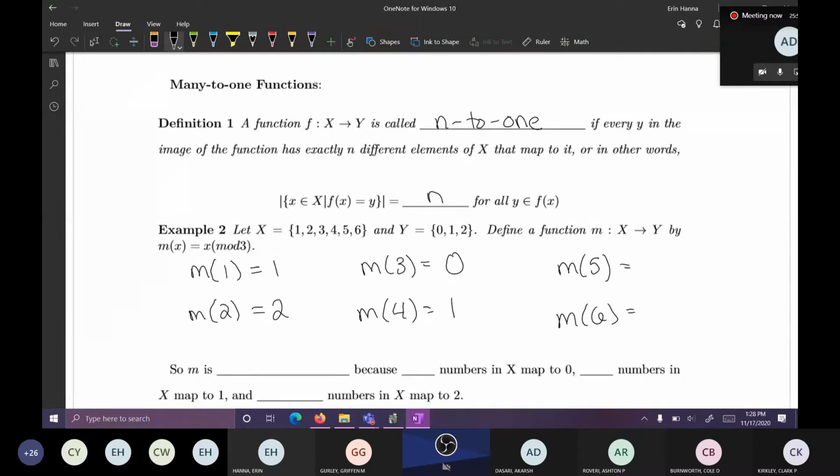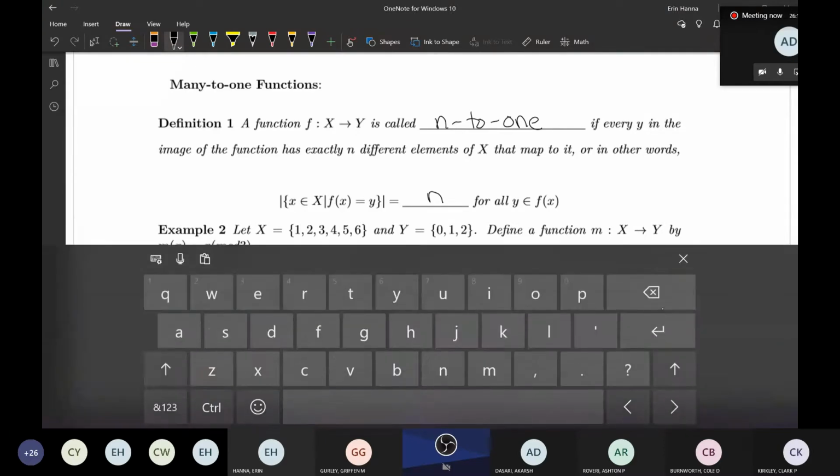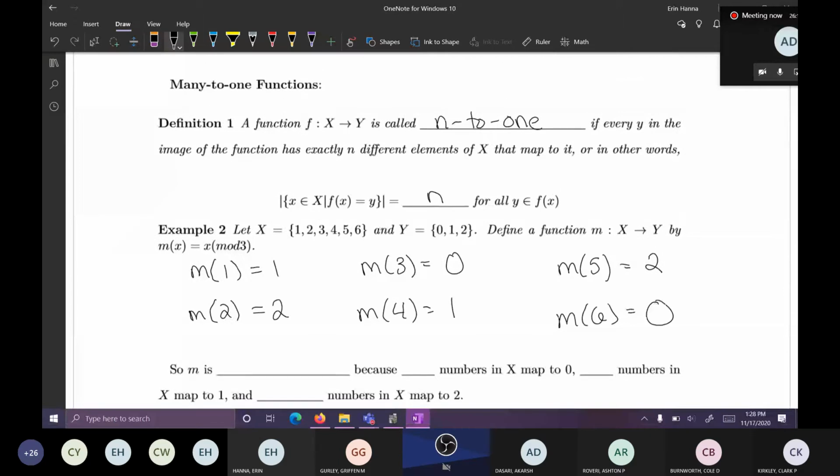Let me know if you need a little bit more work written out about those. 5 mod 3, 3 goes into 5 once with a remainder of 2, so 5 mod 3 is 2. And then 6 is actually divisible by 3, so 6 divided by 3 is 2 with a remainder of 0. So since the remainder is 0, 6 mod 3 is 0.